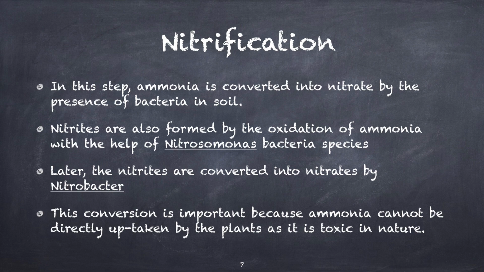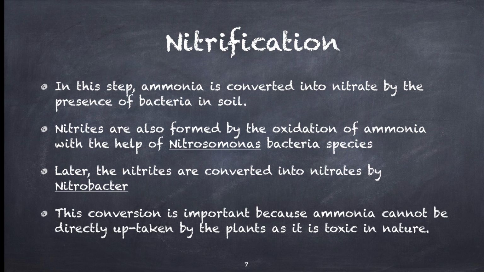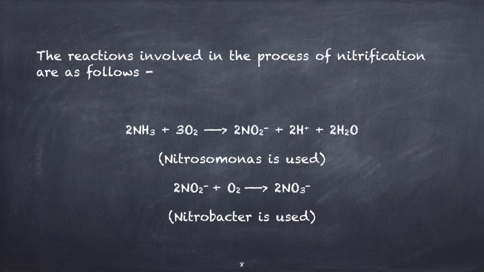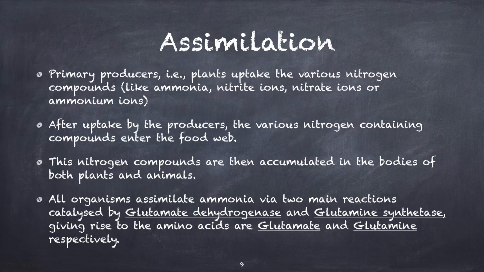Now the reason that the nitrification step is necessary is because ammonia cannot be directly taken up by the plants, because ammonia is really toxic. So ammonia has to be converted into forms like nitrites and nitrates so that plants can take it up. Here you can see the reactions involved in the nitrification process. First, ammonia reacts with oxygen to form nitrite, and Nitrosomonas bacteria are used here. Then that nitrite is further oxidized to form nitrate. Nitrobacter is used here.